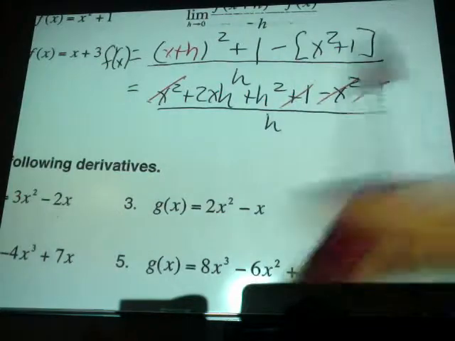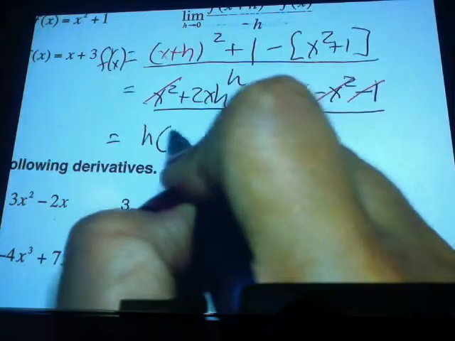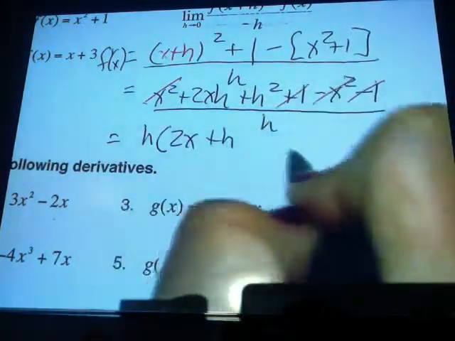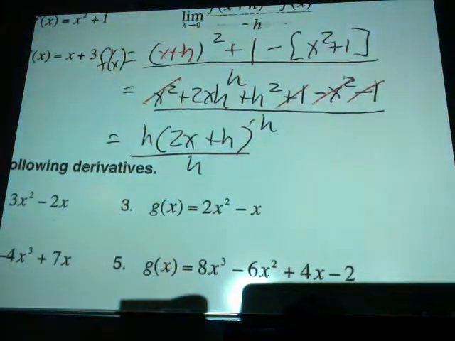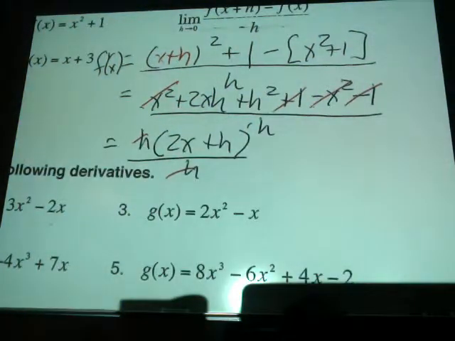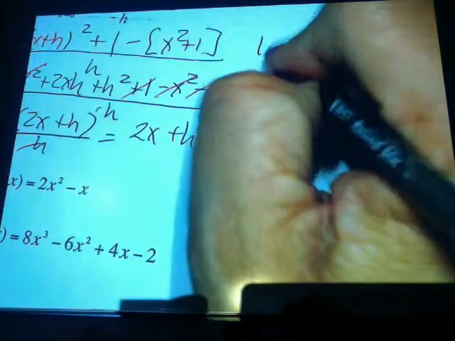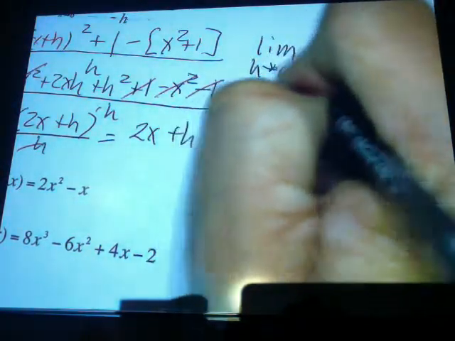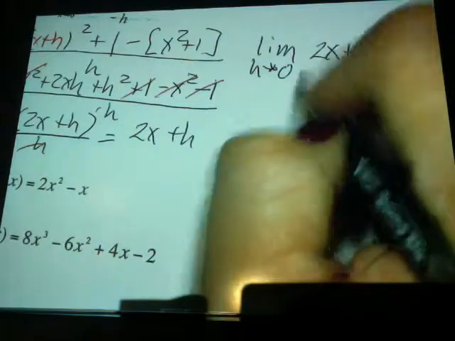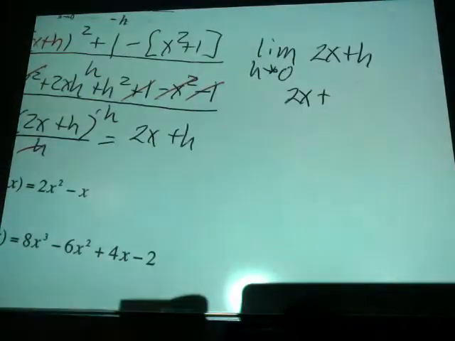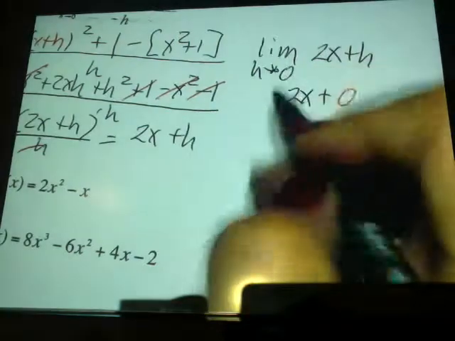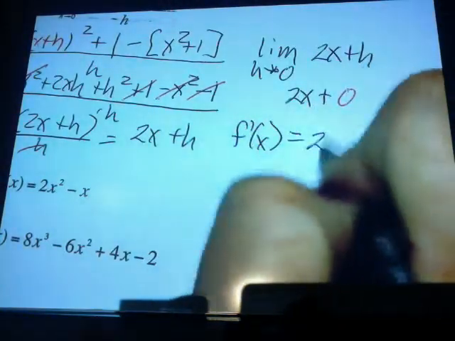Then you can cancel out a few of the terms. And then the terms that are left over, we're going to factor out our h. And so we get h times 2x plus h all over h. Your h's cancel, and you're left with 2x plus h. Then to actually finish off the derivative, you're going to find a limit as h approaches 0 of 2x plus h. So 2x plus 0 means that our derivative is equal to 2x.